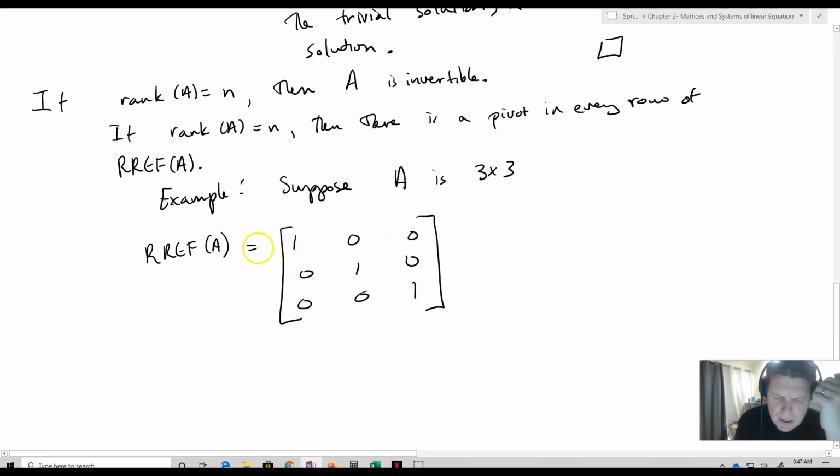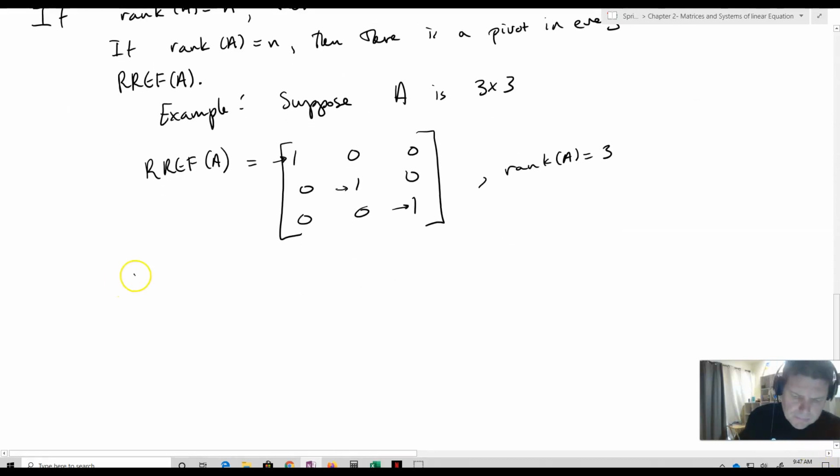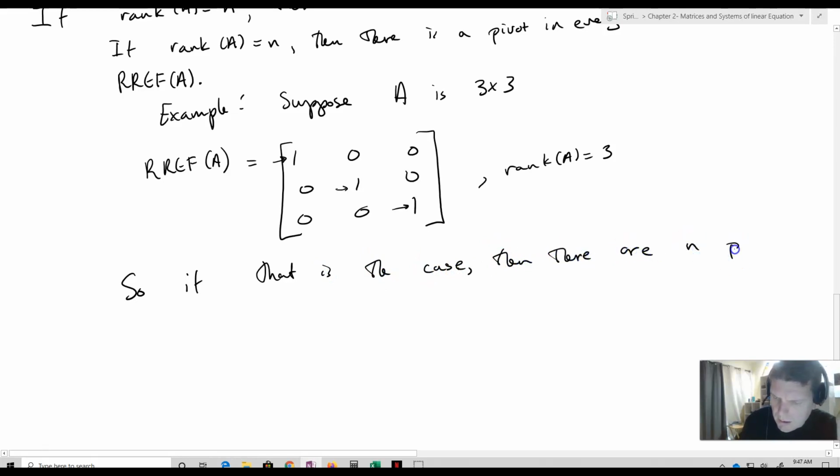And what you're going to notice is, look at the rank. The rank of A is equal to 3 because we have 3 non-zero rows. The way you know you have 3 non-zero rows is because there's a pivot in every row of the RREF. Or you can use the row echelon form. There's a pivot in every row of the row echelon form as well. So if that's the case, then there are n pivots.